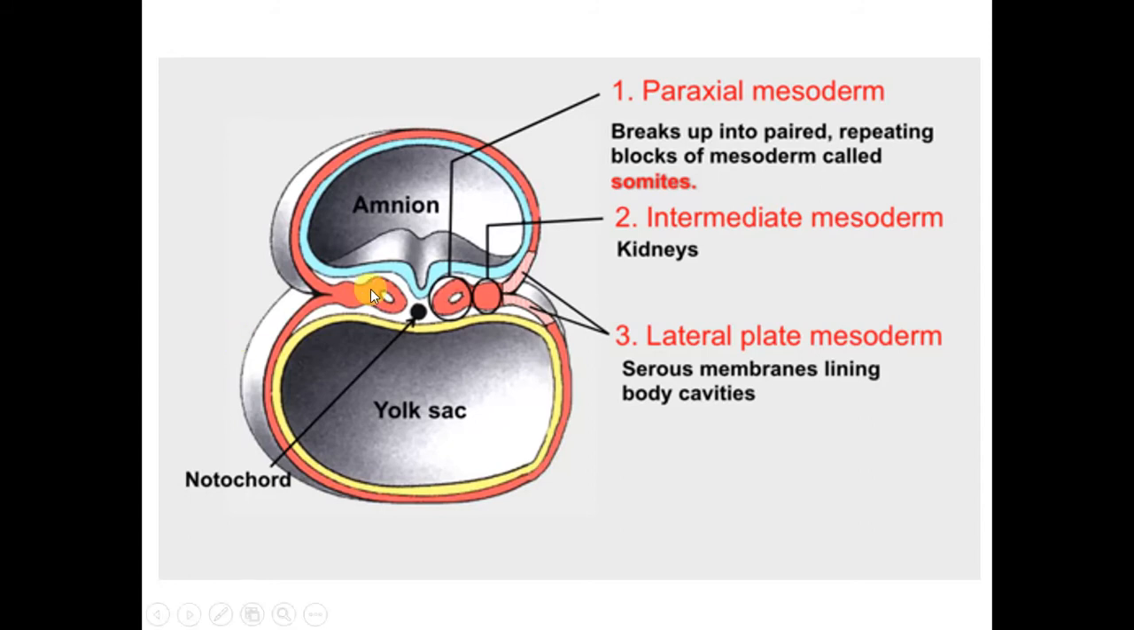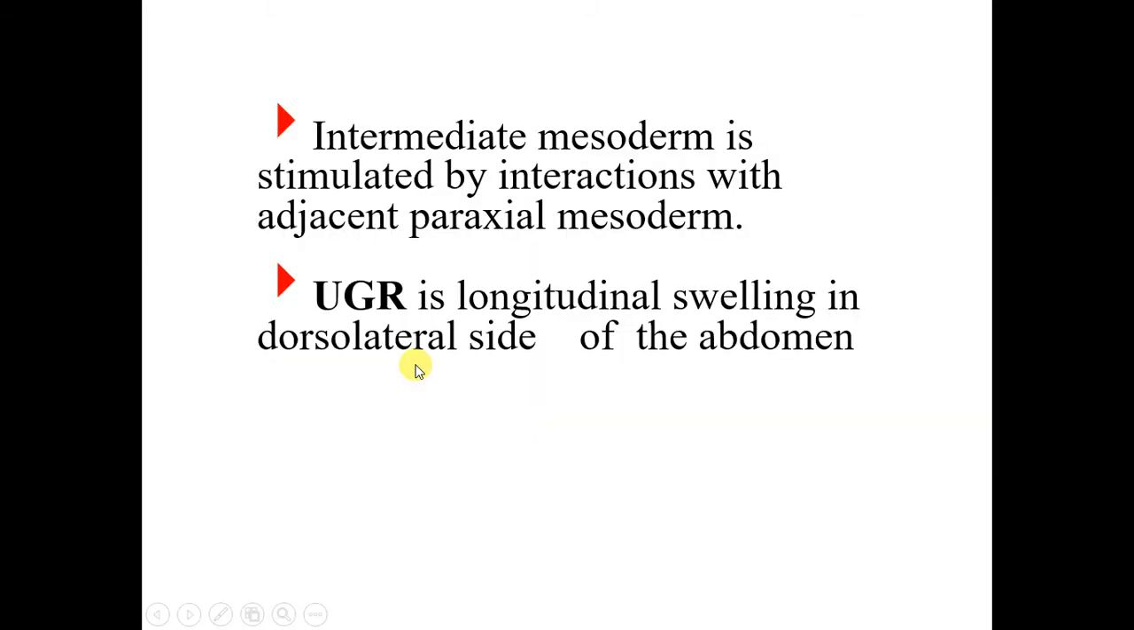So here we see the paraxial mesoderm, here is the intermediate mesoderm, and then here is the lateral plate of the mesoderm, which is related to the formation of other systems. So the intermediate mesoderm is stimulated by the paraxial mesoderm. And what is the urogenital ridge actually? The urogenital ridge is a longitudinal swelling on the dorsolateral side of the abdomen.